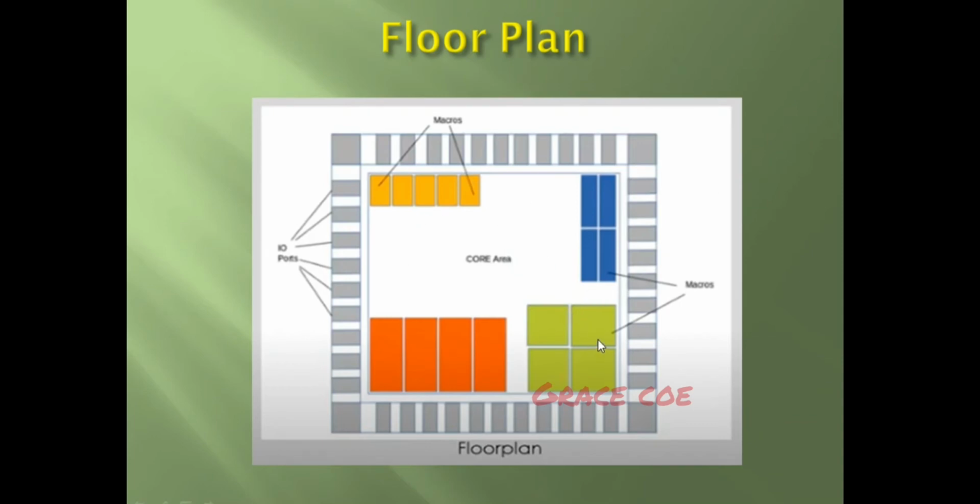So the same hierarchy macros are represented by similar colors. So the same hierarchy macros should be placed close to each other. This is done in order to get better efficiency and to get higher performance.